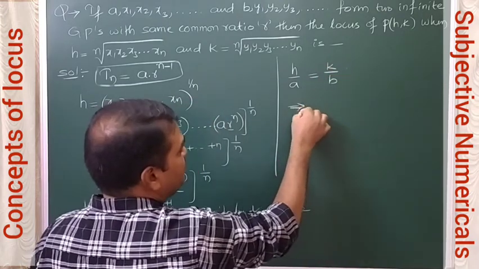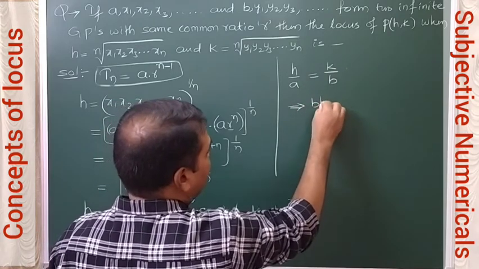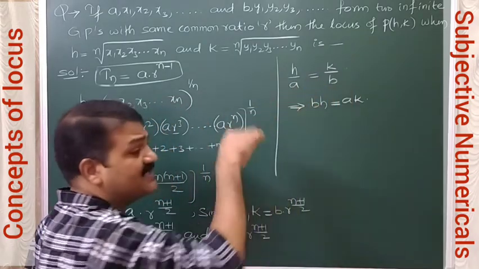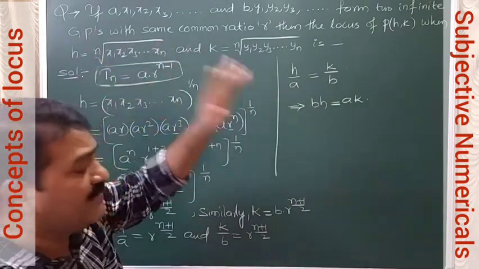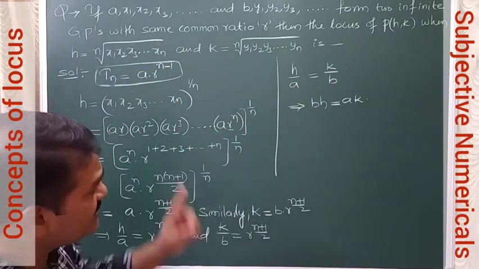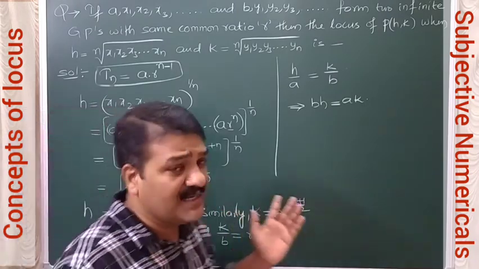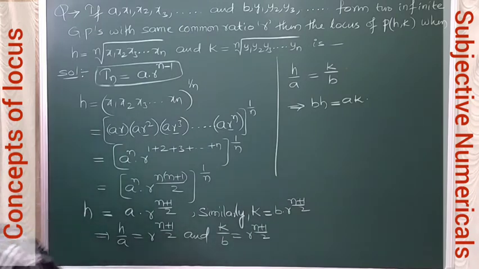So therefore cross multiplying, we get B into H is equal to A into K. This is the locus of H comma K. So locus of the point H comma K is required means finally you must get an equation in terms of H and K. We got here.